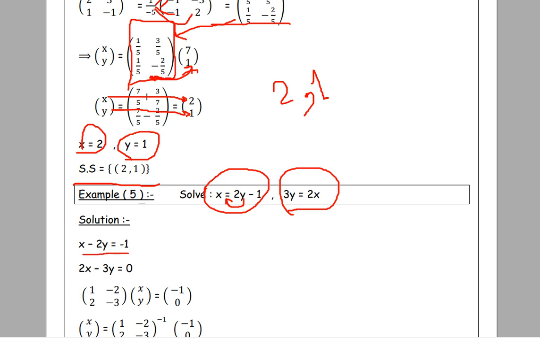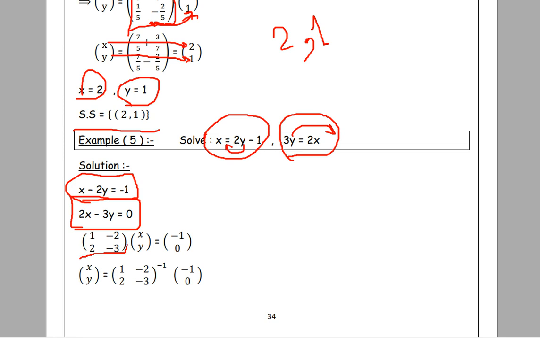And for the second equation, we will take this 3y to the other side with a negative sign, so it will be 2x minus 3y equals 0. Okay, so this matrix here we will confirm from these two equations. 1 here, because we have x, so the coefficient before it is 1, and negative 2y, so 1 and negative 2. And for the second equation, 2x, so we'll put 2 here, and negative 3y, negative 3.